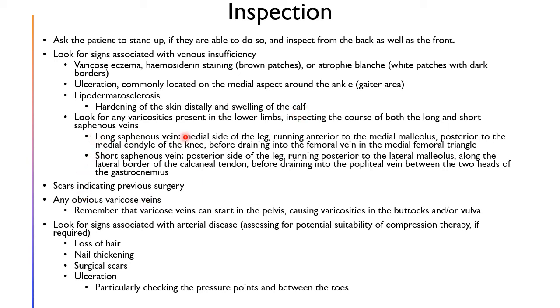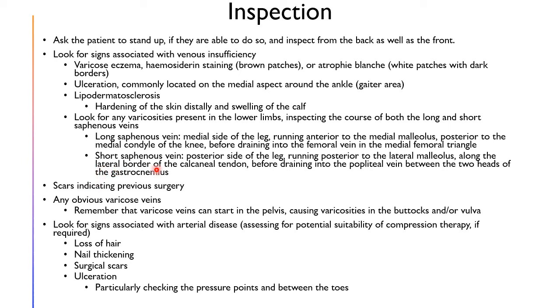Look for varicosities present in the lower limb, inspecting the course of both the long and short saphenous veins. The long saphenous vein on the medial side of the leg, running anterior to the medial malleolus, posterior to the medial condyle of the knee, before draining into the femoral vein in the femoral triangle in the groin.